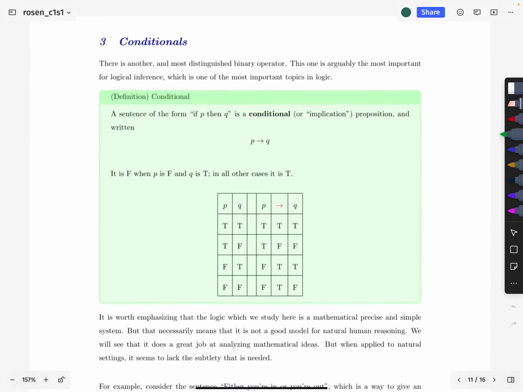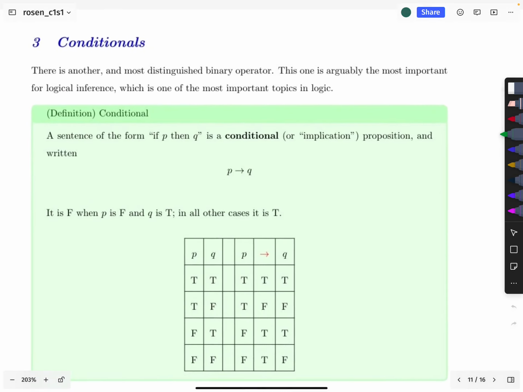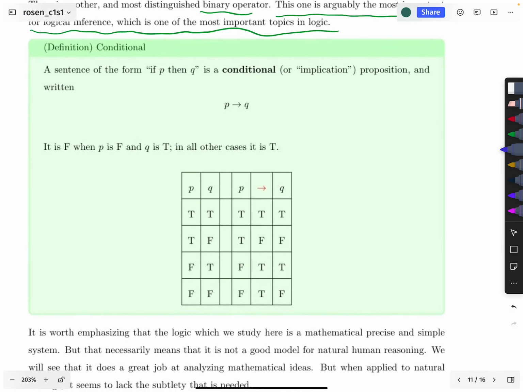So, conditional sentences, very, very important. It is yet another binary operator. This one is arguably the most important, possibly. There's also an argument that they're all equally important, but whatever. Anyway, it is meant to represent the phrase if P then Q. This is called a conditional or an implication. And the symbol that we write to join if P then Q is P right arrow Q.